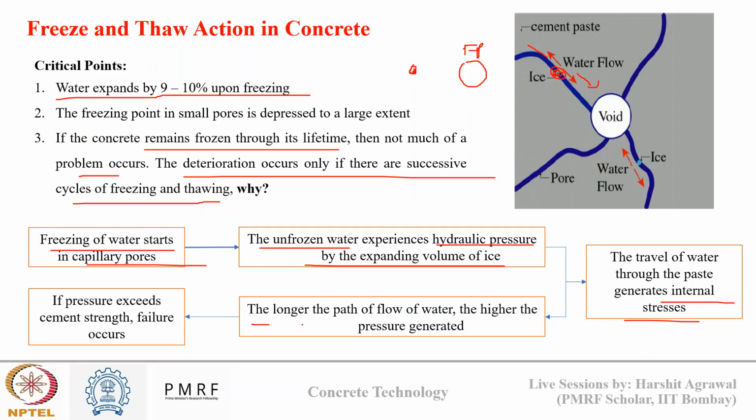The longer the flow path of the water, the higher the pressure that is generated by the water. And if this pressure exceeds the cement strength, it can lead to failure in concrete. So this is the effect of freeze and thaw, that is, the movement of water which is generating stresses inside the concrete.